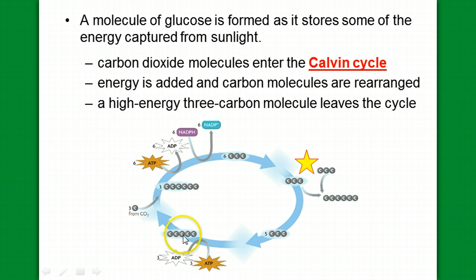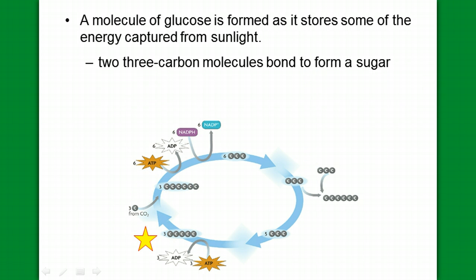ATP releases energy to form that 6-carbon molecule so that we can go back here again. So a molecule of glucose is formed as it stores some of the energy captured from sunlight. So 2 3-carbon molecules bond right over here in order to form that molecule of glucose. The remaining molecules actually stay in the cycle.